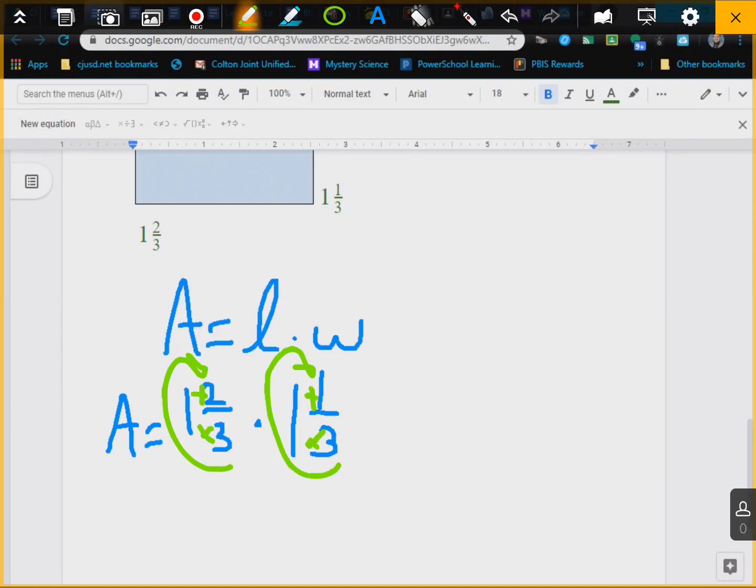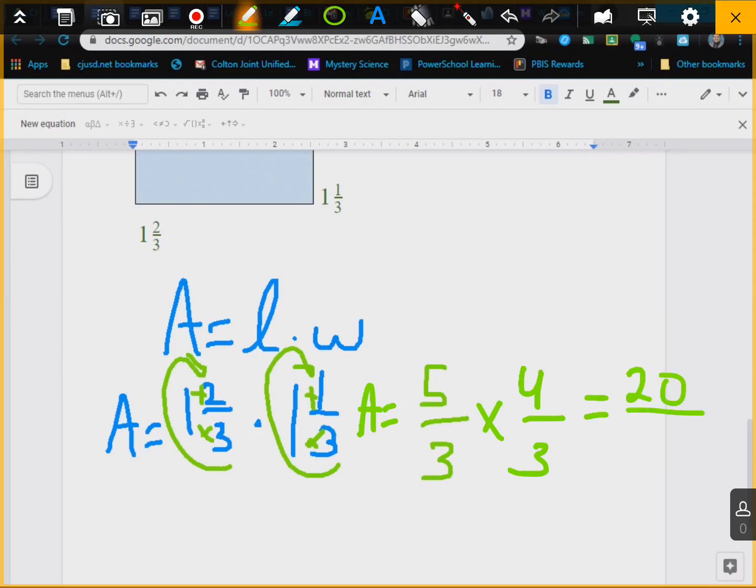Okay? 3 times 1 is 3. Plus 2 is 5 over 3. 3 times 1 is 3. Plus 1 is 4 over 3. So we have 5 over 3 times 4 over 3. 5 times 4 is 20. 3 times 3 is 9. 20 over 9 is my answer.